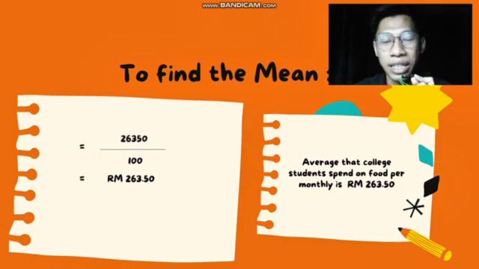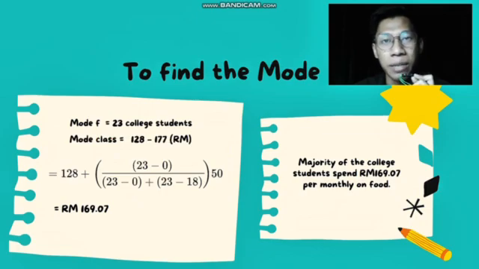Mean is the average. So, after the calculation, I can make an assumption that the average college students spend on food monthly is RM263.50. The second one is the mode. So we pick the mode first.